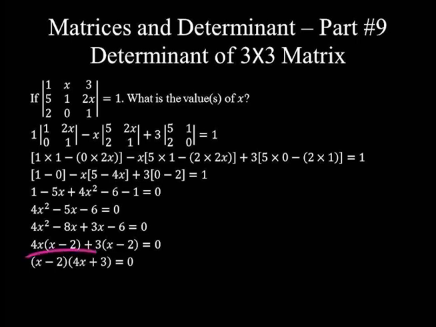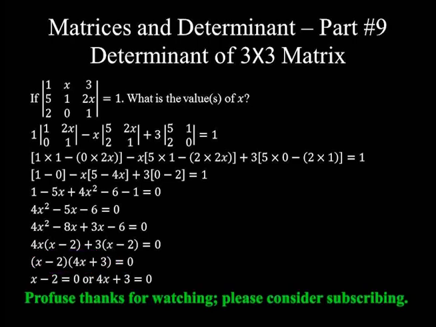This left-hand side expression equals 0 only when either x minus 2 equals 0 or 4x plus 3 equals 0. Taking negative 2 to the right of equality gives us x equal to 2. And for this equation, taking 3 to the right of equality and dividing it by the coefficient of x gives us x equal to negative 3 over 4. Therefore, the values of x are 2 and negative 3 over 4.